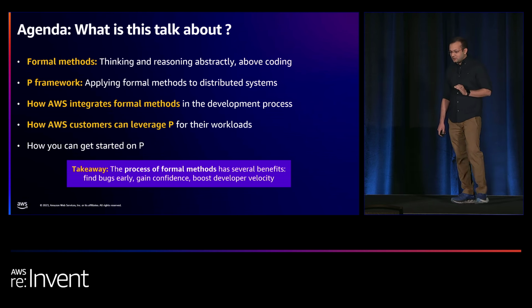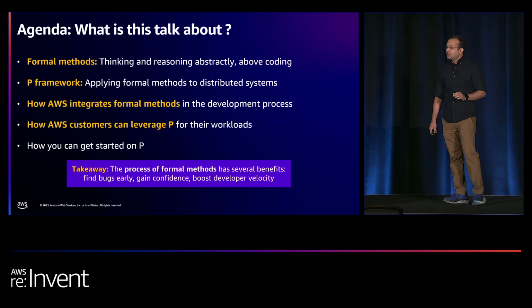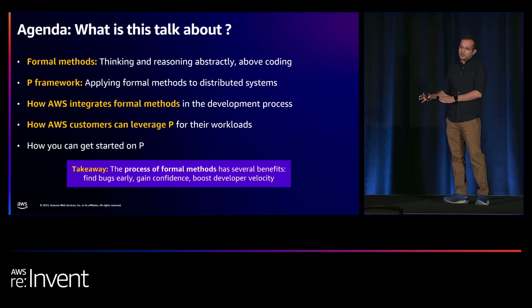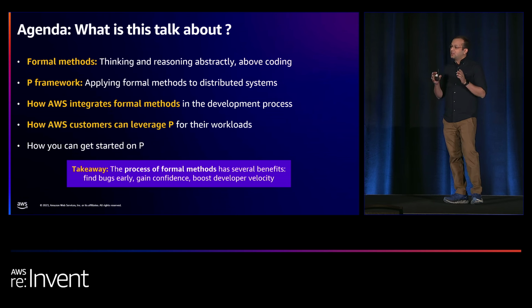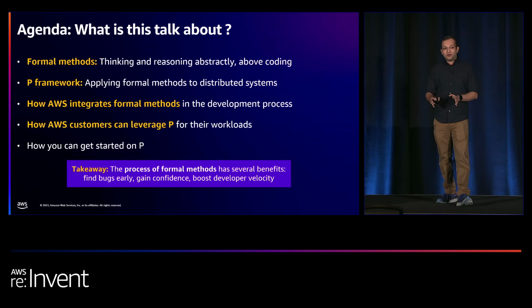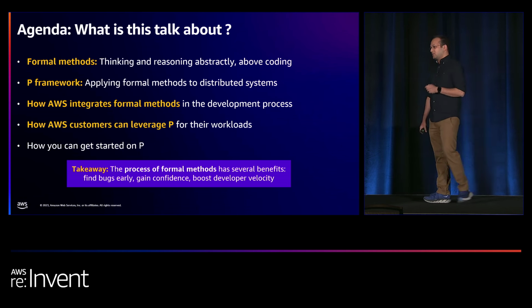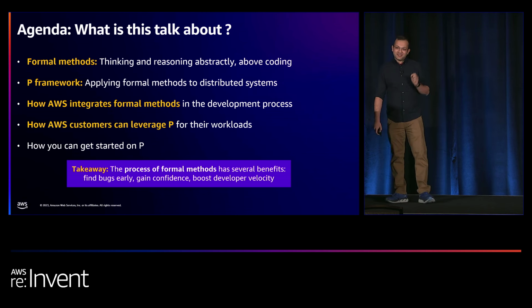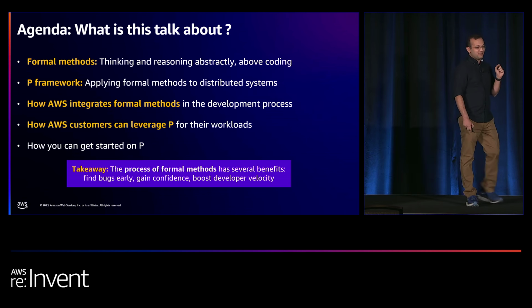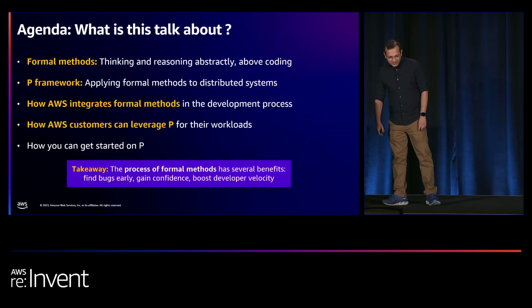In other words, when you're trying to build a distributed system, which is complex, going through the process of formal methods has a lot of benefits because it helps you in finding and eliminating bugs early on, gain confidence in your system, and in the long run, boosts developers' velocity in delivering robust services. Okay? So hopefully, that's the key takeaway that I will convince you of by the end of this session. Okay? That's the key takeaway.